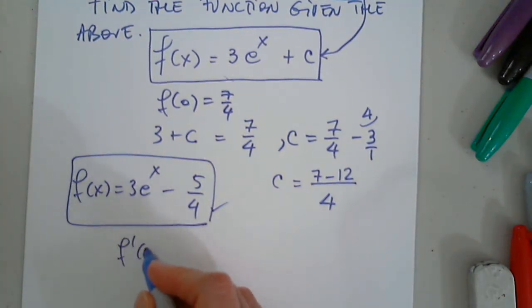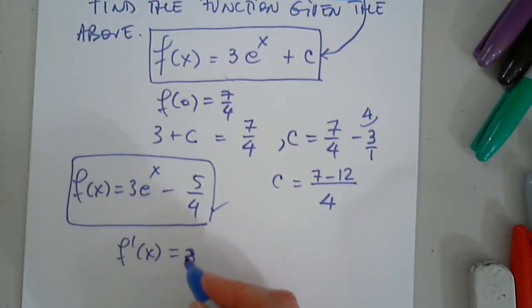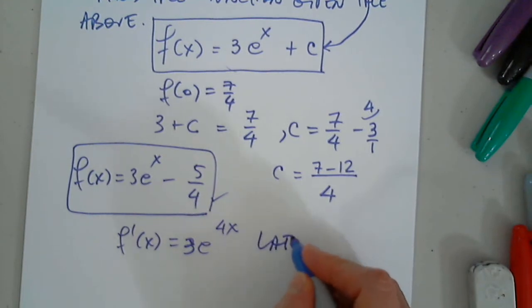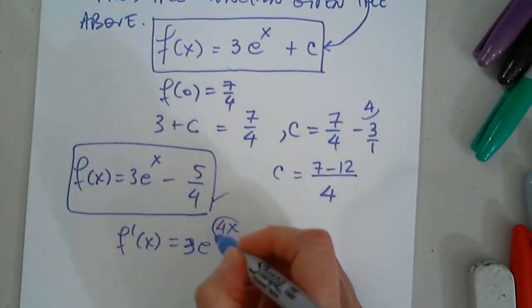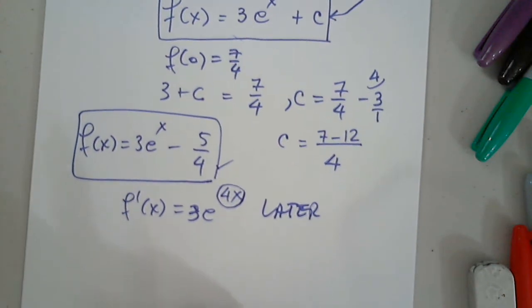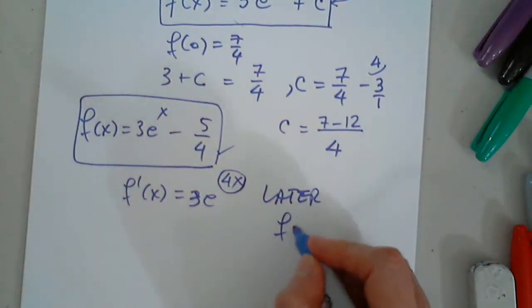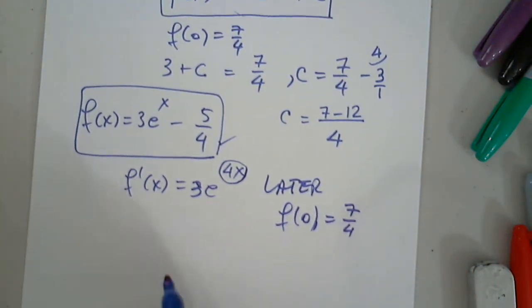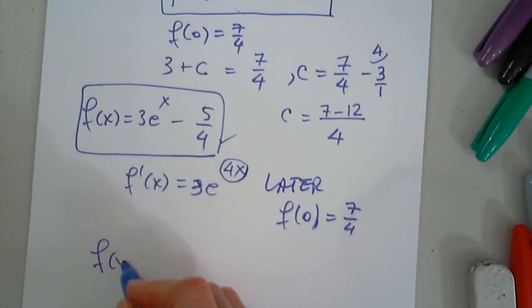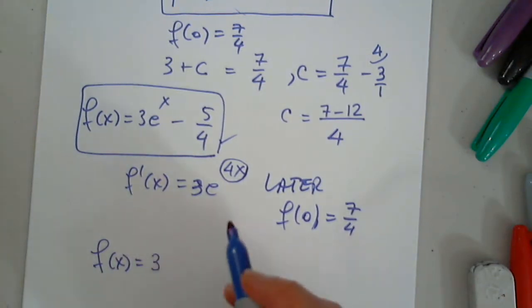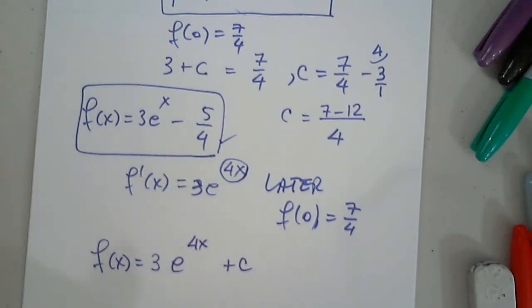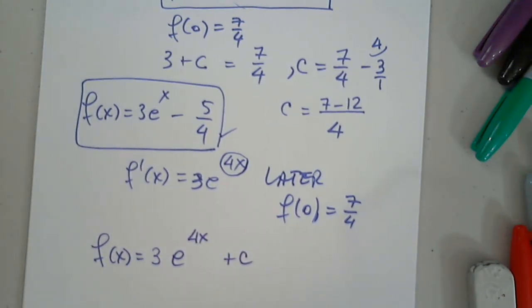For f prime of x equals what we see in the book, e to 4x, this particular example should be later because this is a function composition already. Let's work on it, because that's what it is in the book right this moment. I agree. So again, the same question. So we have f of x. So this is 3, but I cannot write e to 4x plus a constant c. That will not work. How come?